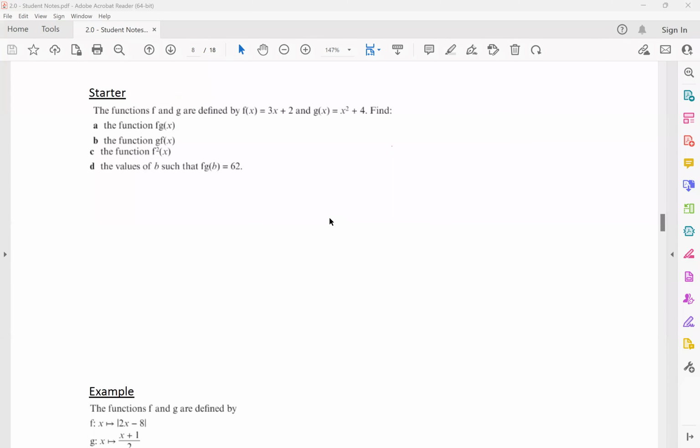Right, so the first one, the functions f and g are defined by f of x equals and so on. Find the function f of g of x. That means you replace x in f of x with g of x. So whenever you see x in the f, the g of x will go into it. So it'll be 3 bracket x squared plus 4, plus 2. You can expand it, but that's not the point of it.